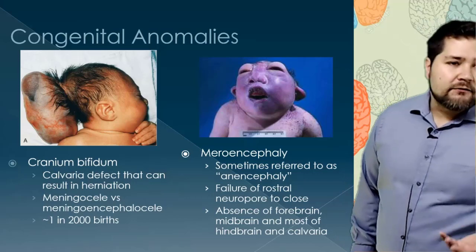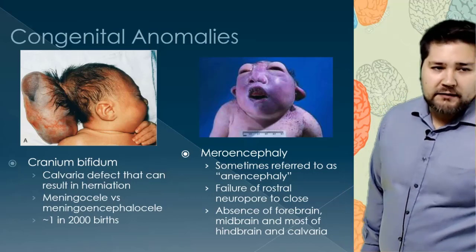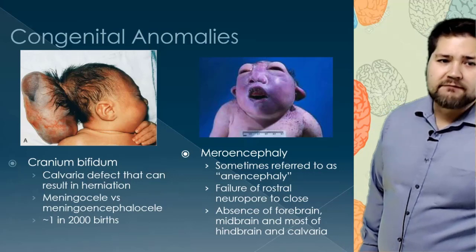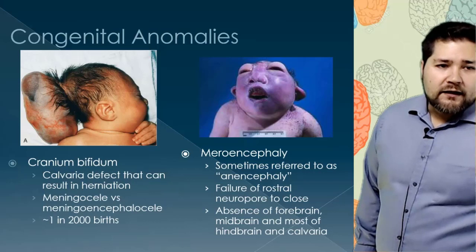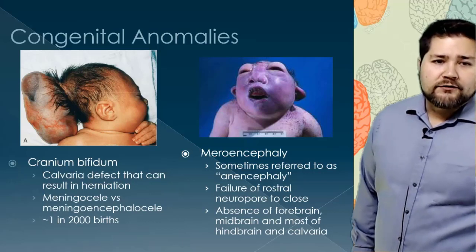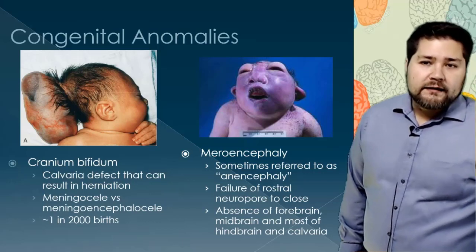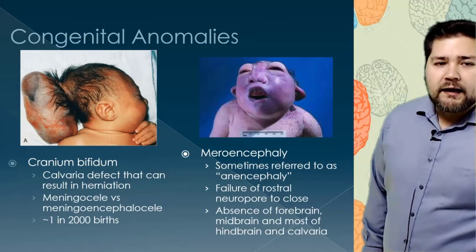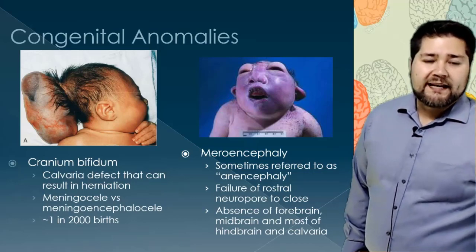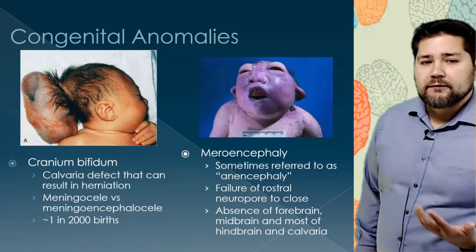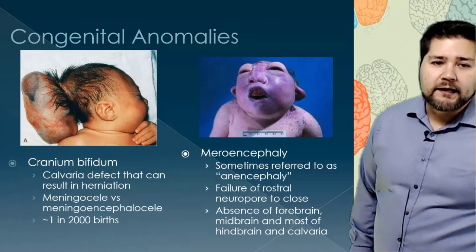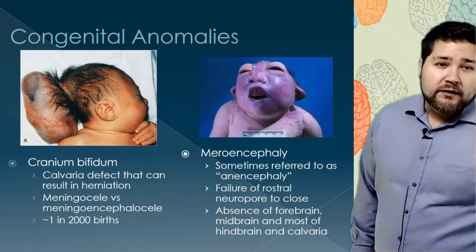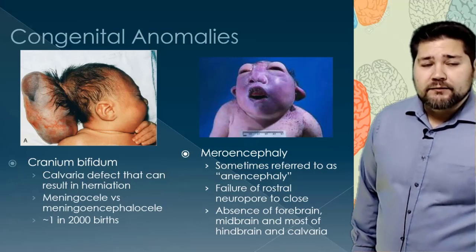Now, this can be repaired relatively easily and usually has minimal to moderate defects on the child's brain development. And again, relatively uncommon, 1 in every 2,000 births, but repairable nonetheless. Contrast that to microencephaly or anencephaly, and this is a complete failure of that rostral neuropore to close. What we have is a complete absence of the forebrain, midbrain, most of the hindbrain, as well as the calvarium or the top of the skull.